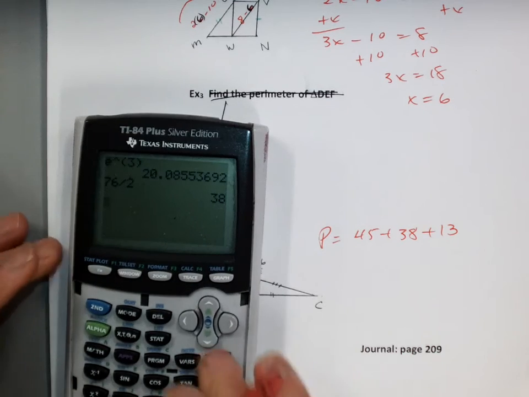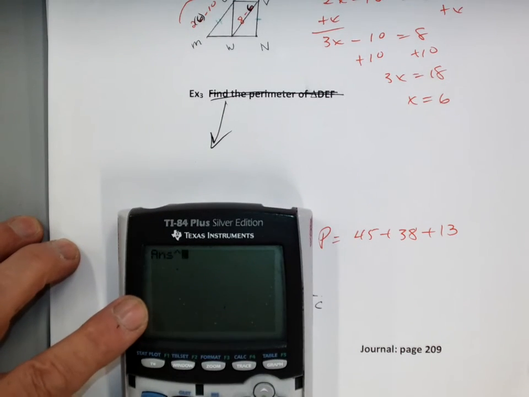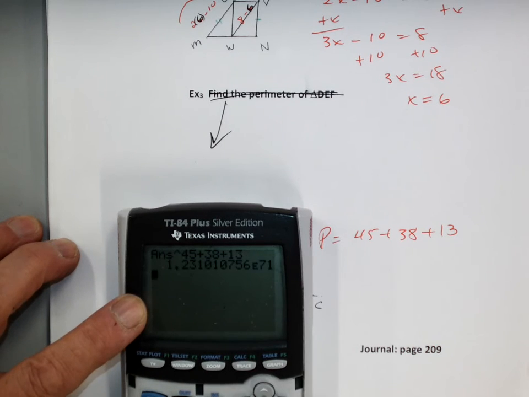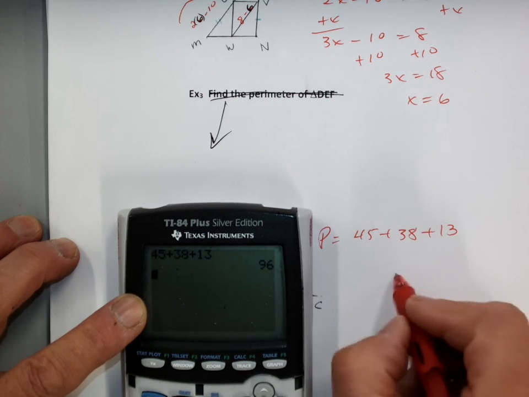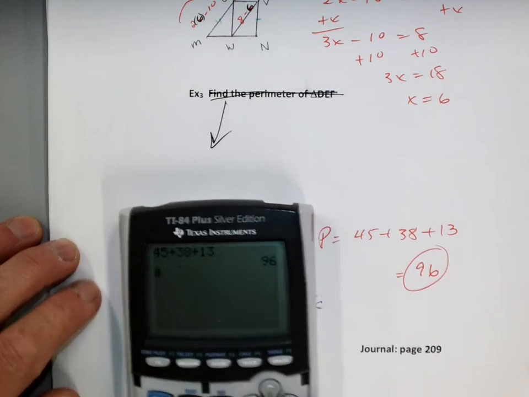I'll just use my calculator to do that. 45 plus 38 plus 13. I get a grand answer of, no, not that. Try it again. 45 plus 38 plus 13. I get a grand answer of 96 as the perimeter. Okay, so there you go.